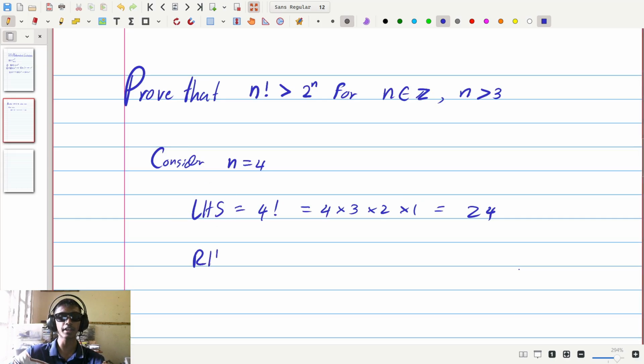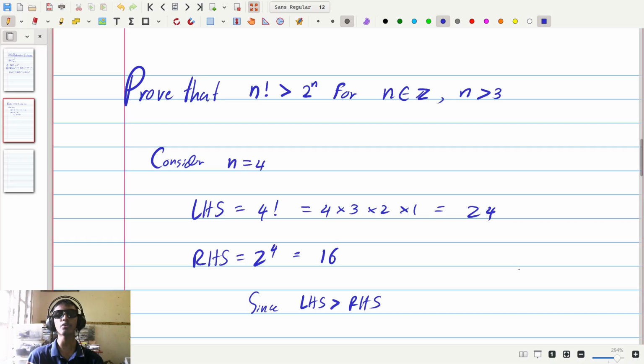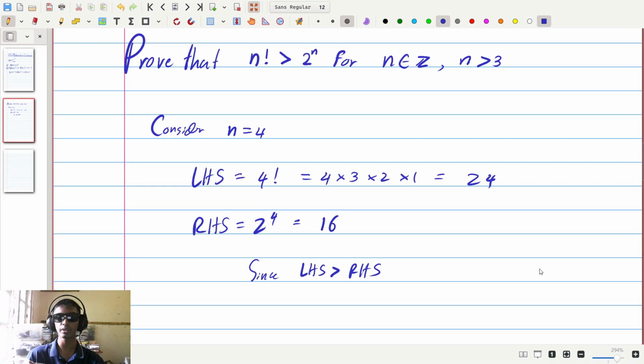As for the right hand side, RHS is going to be 2 to the power of n, which is going to be 2 to the power of 4. 2 to the power of 4 is 2 times 2 times 2 times 2, which is 16. So the right hand side is 16. Here we can clearly see that the left hand side, 24, is greater than 16. So we can say, since the left hand side is greater than the right hand side, the statement is true for n equals 4, as in our base case. So we can say true for n equals 4. This is going to be our base case.